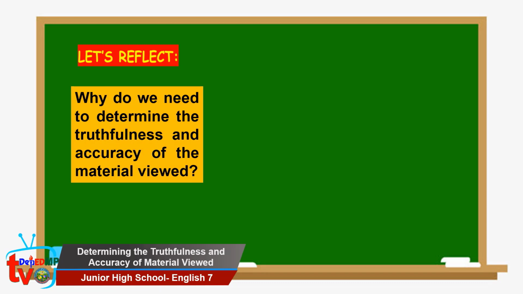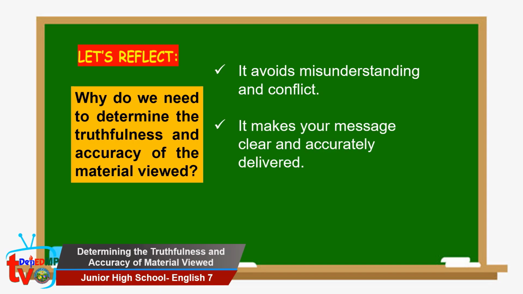why do we need to determine the truthfulness and accuracy of the material viewed? Number 1, it avoids misunderstanding and conflict. Telling something which is not true is usually the cause of quarrel and indifference. Next, it makes your message clear and accurately delivered. Why? Because it's supported by true and exact evidences.